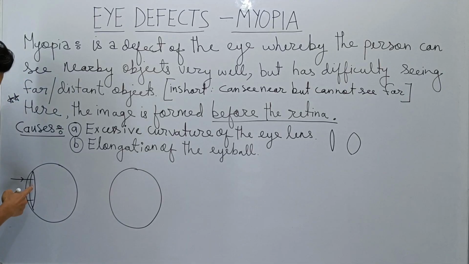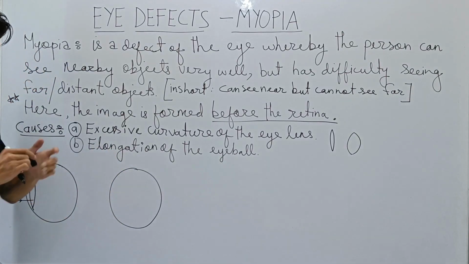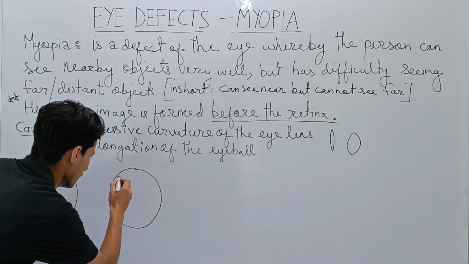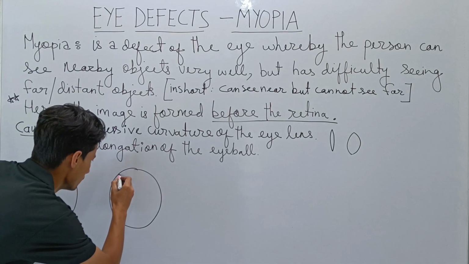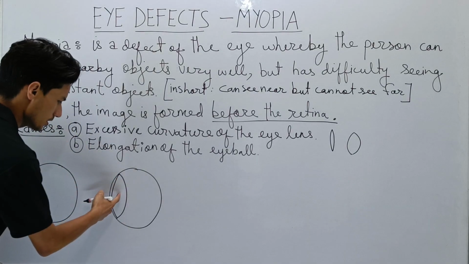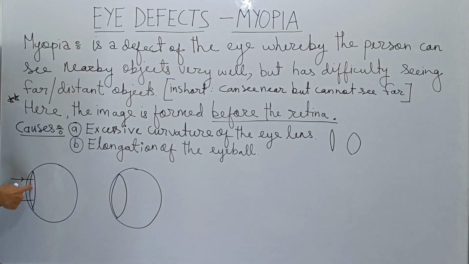Here, this is a normal eye lens, so the curvature should be normal. I have intentionally made the curvature normal, but here I'll show the excessive curvature, which means the curve will be more. So I'll have to make the eye lens a little thicker like this. This is an eye lens which has more curvature. This is the normal eye lens, and the normal eye lens has no problem.